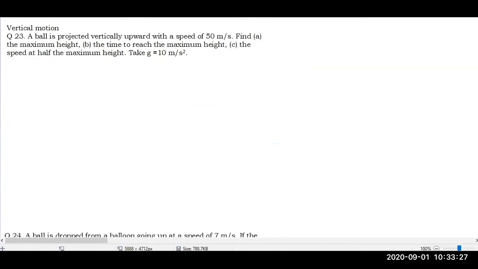The formula we can use for maximum height is u square by 2g. So u is how much? 50, and g is 10. So 2 into 10, so this is how much? 2500. So 2500 by 20 will be 125 meters. So 125 meter is the maximum height.